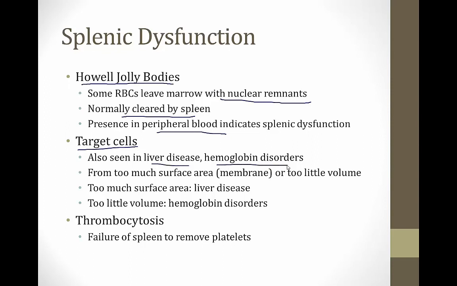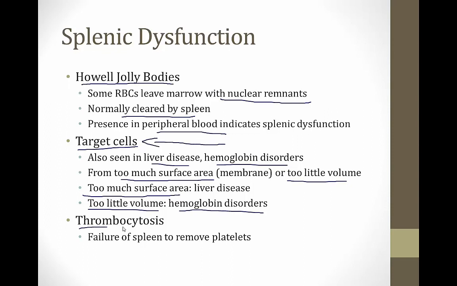The basic principle of a target cell is that it occurs when there is too much surface area or membrane or too little volume. Essentially, you have increased membrane area to volume area. In liver disease, patients have too much surface area of the red blood cells. In hemoglobin disorders, patients have too little volume. The reason you get these post-splenectomy is because there's always a small number of them in the blood, but they're usually cleared by the spleen. But when your spleen isn't working, you will see increased numbers of these target cells.